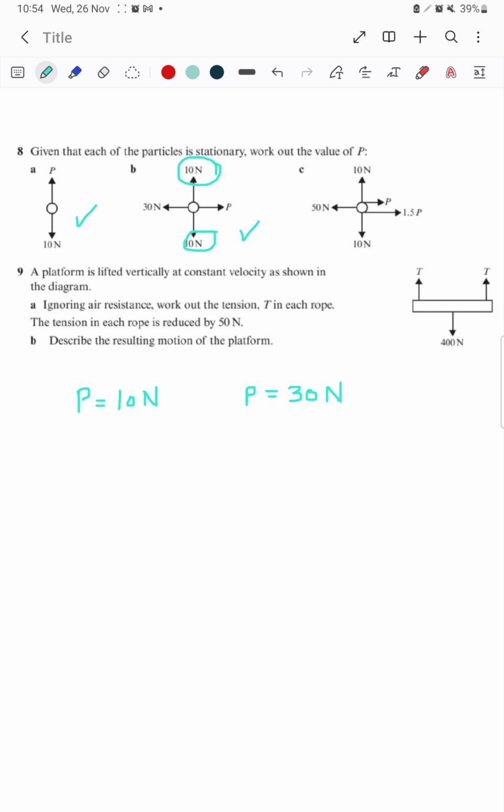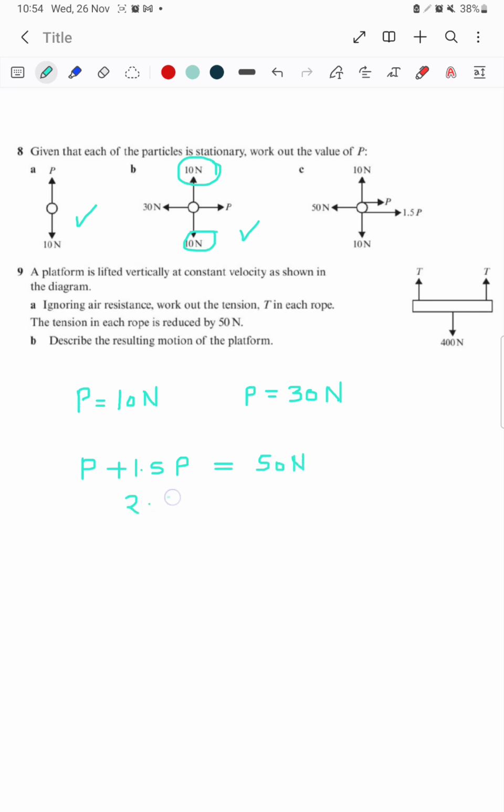Then we have the third case. Here we have a vertical set of forces which are equal, and because the particle is stationary, the horizontal forces should also be equal. The two forces in the right direction are P and 1.5P, so we add them up. That must be equal to the force in the left direction, which is 50 N, because the object is stationary.